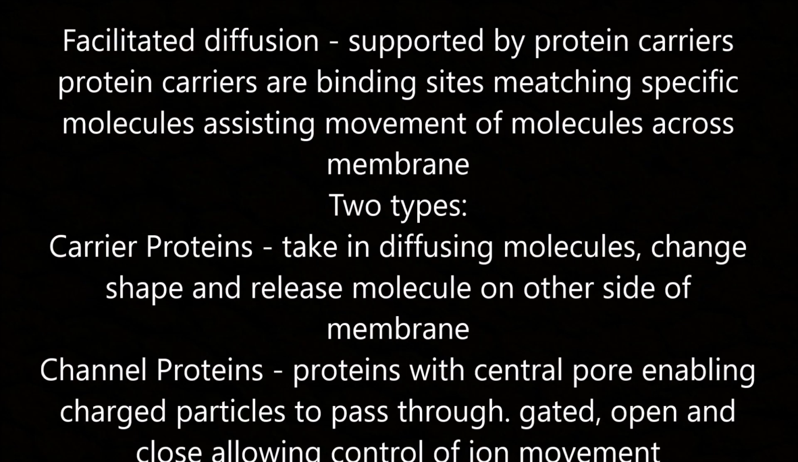Facilitated diffusion is supported by protein carriers. Protein carriers have binding sites matching specific molecules, assisting movement of molecules across the membrane. There are 2 types: carrier proteins, which take in diffusing molecules, change shape and release the molecule on the other side of the membrane, and channel proteins, which have a central pore enabling charged particles to pass through. They can be gated, open or closed, allowing control of ion movement.